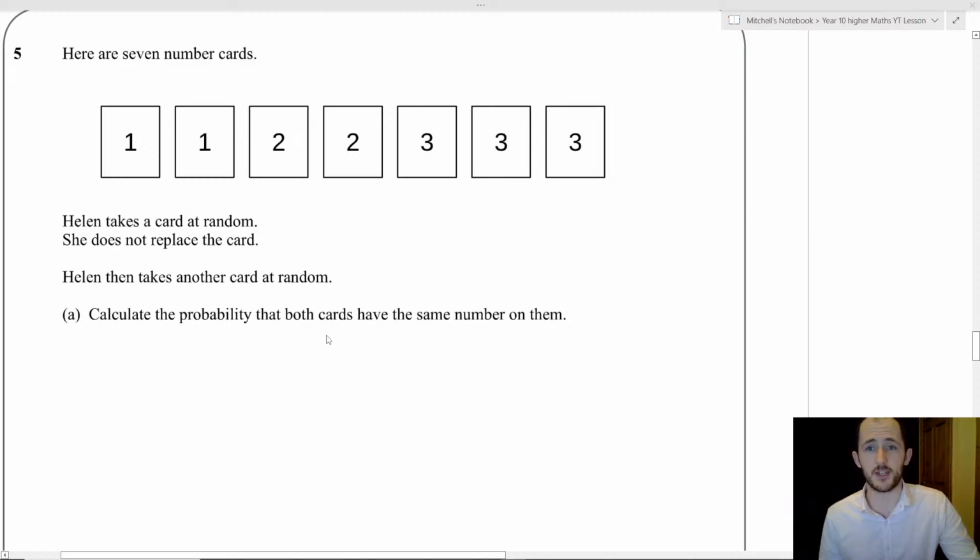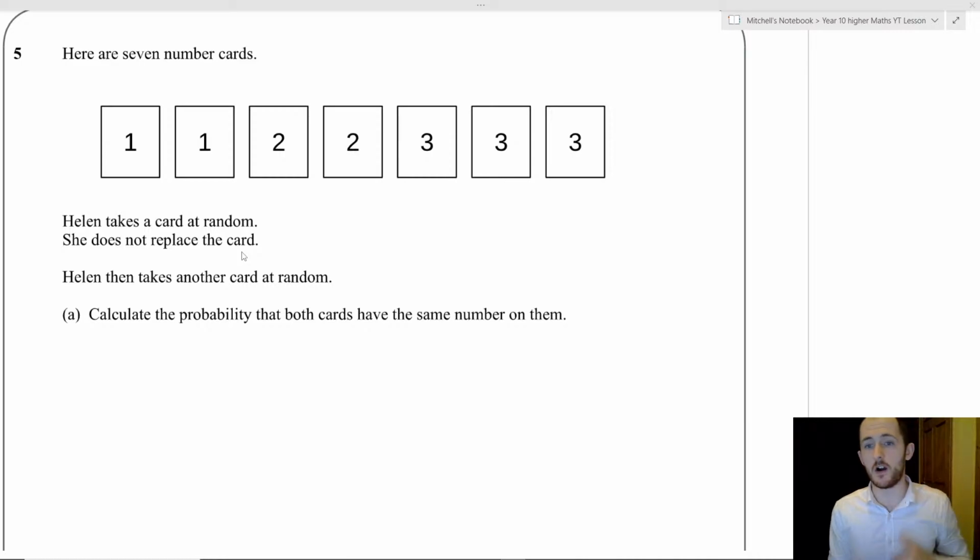Okay, so in this one they actually give us the diagram. So I'm just going through a bunch of different styles of questions, and they should in general be getting harder as we go along. So Helen takes a card at random. She does not replace it. Helen then takes another card at random.